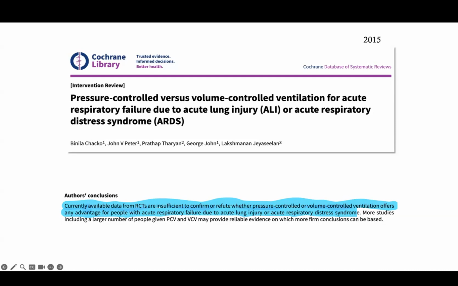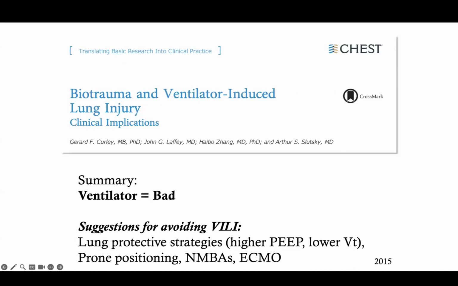I know you on the call probably have strong opinions one way or the other, and we're seeing a little bit more pressure control used, I think, in the market. But what does the research tell us? There's really not a dramatic difference, at least in outcomes.